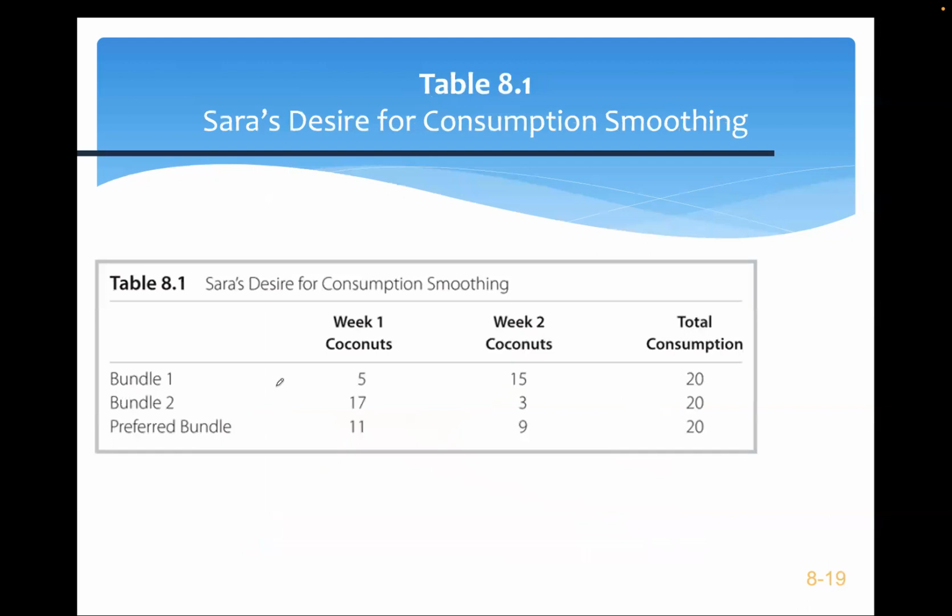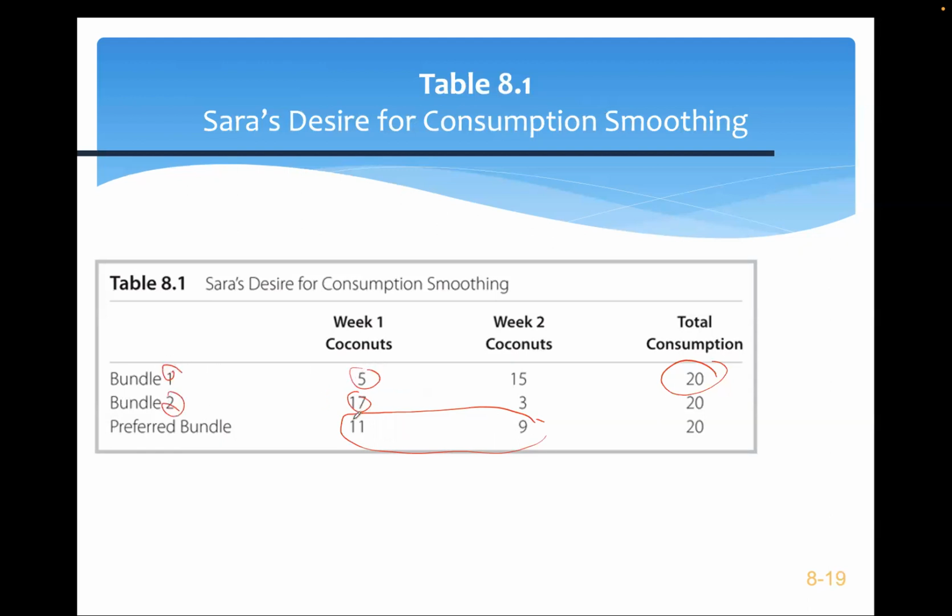Now let's look at this table to understand what we mean by consumption smoothing. There are three scenarios for Sarah. In each of those three scenarios, the total consumption is the same. But usually the individual may prefer a bundle like this, right? But what's the difference between this bundle and the bundle here, or bundle 1 or 2?